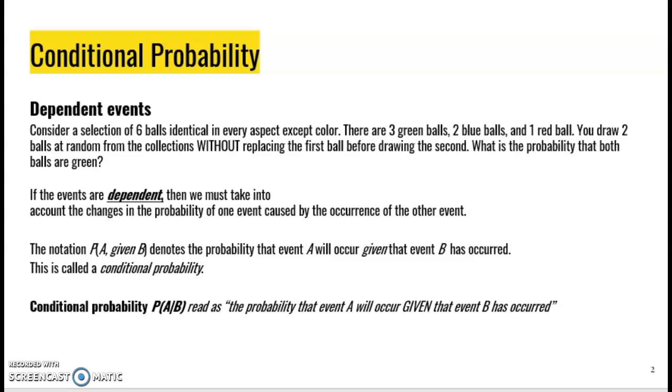So if the events are dependent, then we must take into account the changes in the probability of one event caused by the occurrence of the other event. In this case, because we didn't replace the ball, we left it out, it depends upon what you drew for the first draw. Now you could also replace the ball as well and find some probabilities.